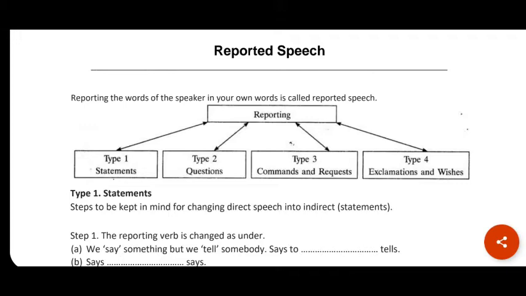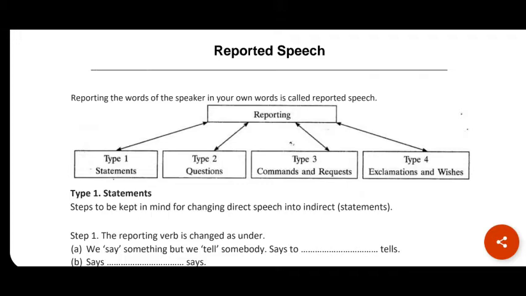Today we are going to start the grammar topic reported speech. Now, what is reporting? What do you mean by reported speech? Reported speech means reporting the words of the speaker in your own words.